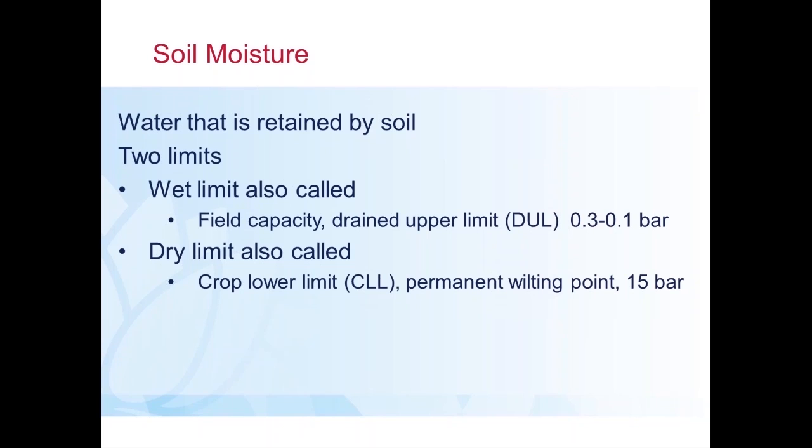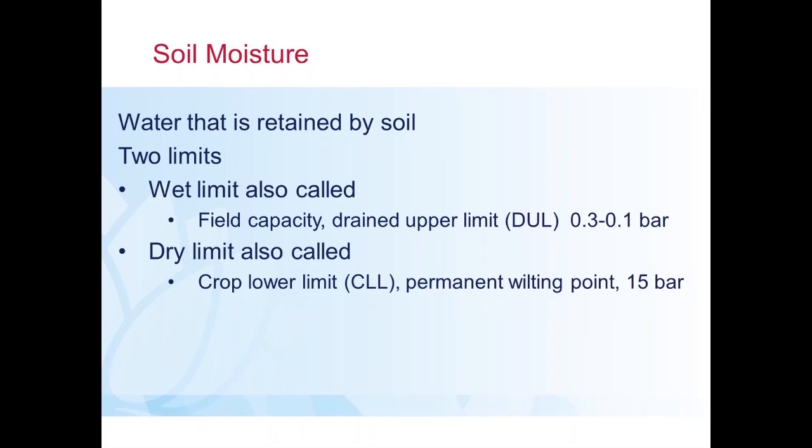The wet end is, once the soil is saturated, we usually give it a period of time, 24 or 48 hours, to drain, and whatever water is left over is defined as fill capacity, sometimes called the drained upper limit. They can be interchangeable. There is some slight difference between the two, but once you've saturated soil and allowed it to drain under natural conditions for about 48 hours, they're fairly similar.